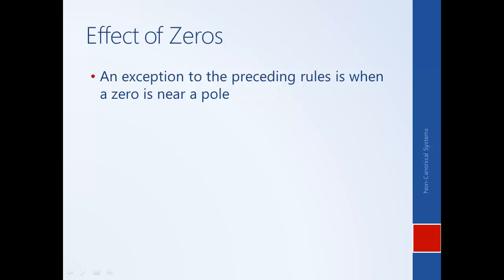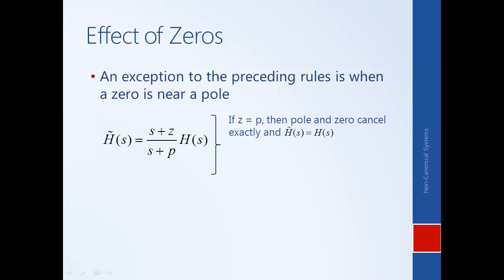Another exception to the rules for the effects of zeros shown on the previous slides is when we have a zero that's near a pole. For example, here we have a transfer function H tilde of s, and it's equal to another transfer function H of s multiplied by the factor s plus z and divided by the factor s plus p. If z and p are equal, for example, they both equal 3, then the s plus 3 in the numerator will cancel out the s plus 3 in the denominator, and H tilde will be exactly equal to H.